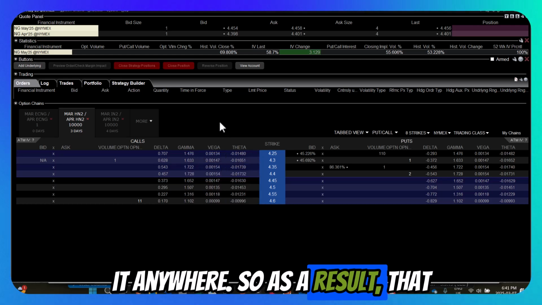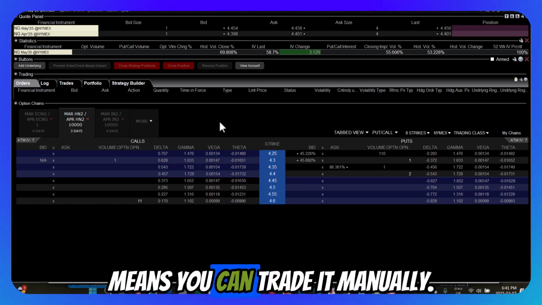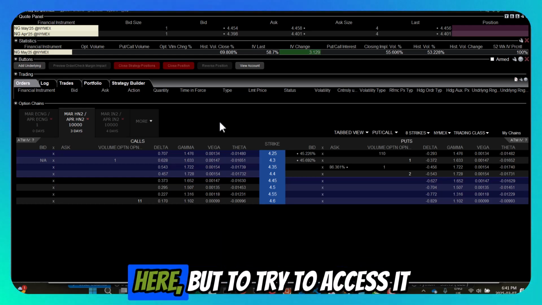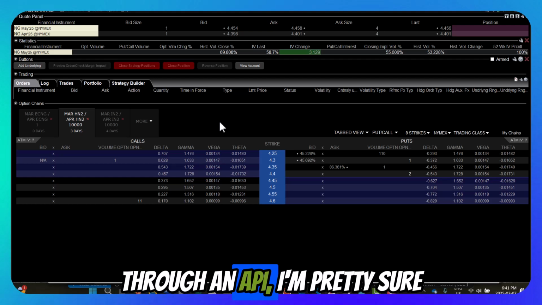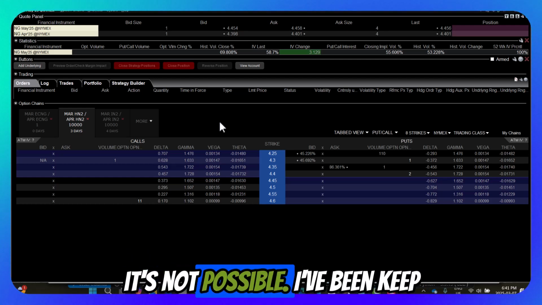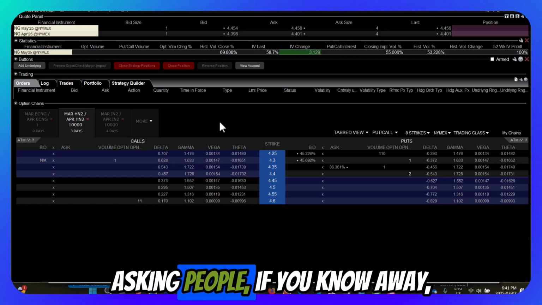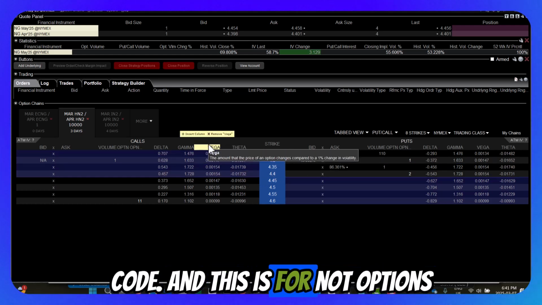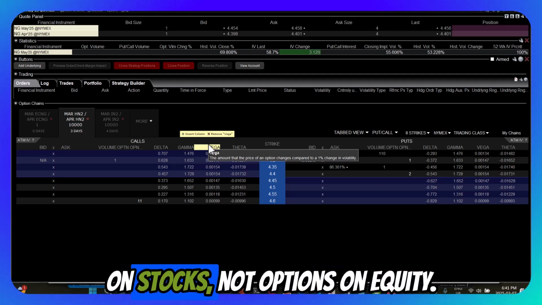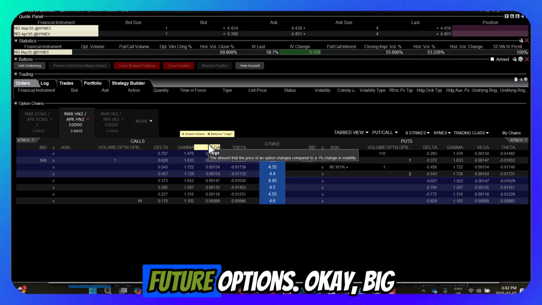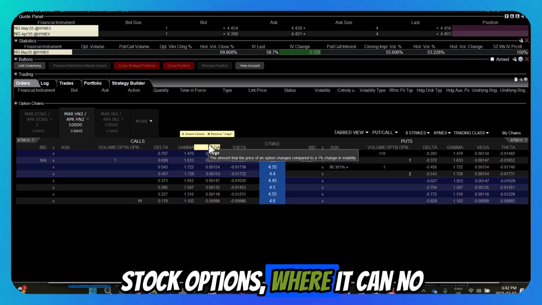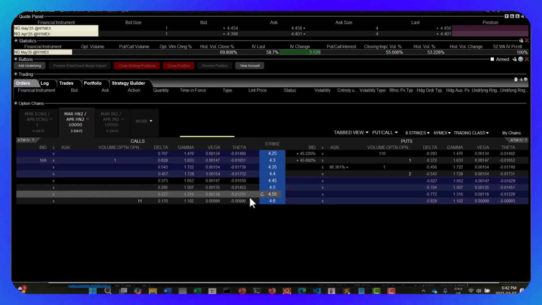So as a result, that means you can trade it manually by eyeballing it, as you can see here. But to try to access it through an API, I'm pretty sure it's not possible. I keep asking people, if you know a way, let me know the code. And this is not options on stocks, not options on equity. This is options on futures, or futures options. Okay, big difference, because I can get stock options or equity options working no problem.